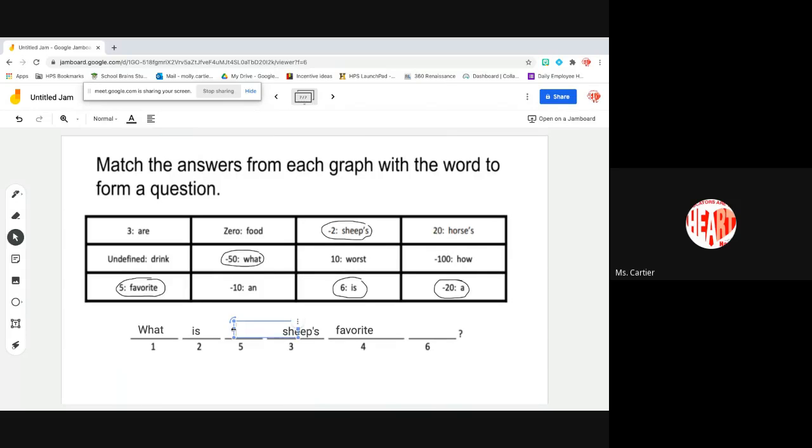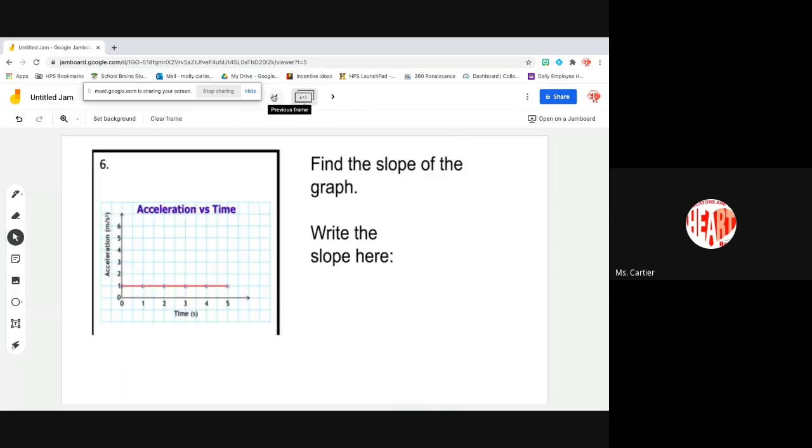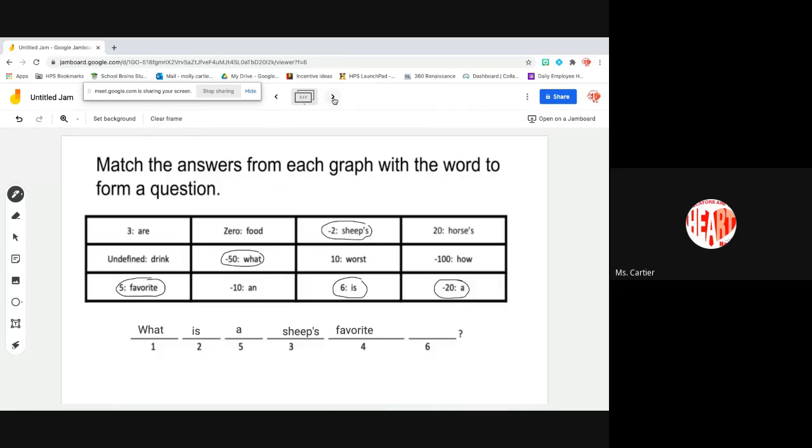What is a sheep's favorite blank? Last one. Our slope here is just 0. Easy. If you didn't know that off the top of your head, you're going to want to make sure you use the digital journal. What is a sheep's favorite food? All right, so what is a sheep's favorite food?